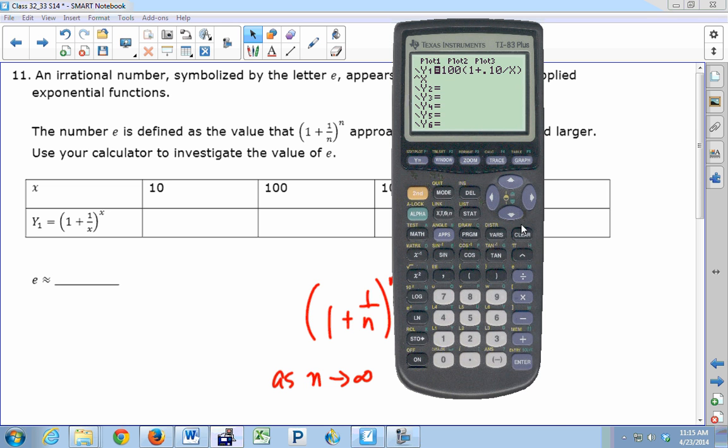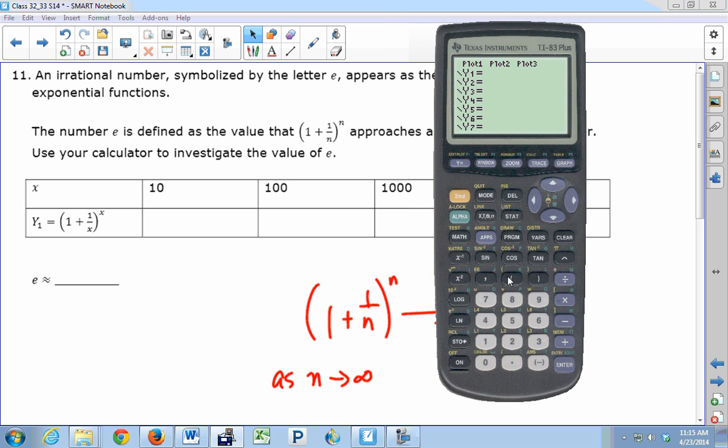So let's go up here and clear everything out. What's our expression? 1 plus 1 divided by n, which is x in this case, all raised to the x power. So I'm going to set my table. What's the first value I'm going to put in? 10. So what does this look like? 1 plus 1 over 10 to the 10th power, which is 1.1 to the 10th power. So let's see what number that is.